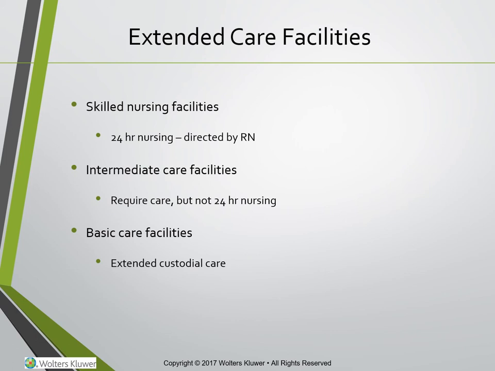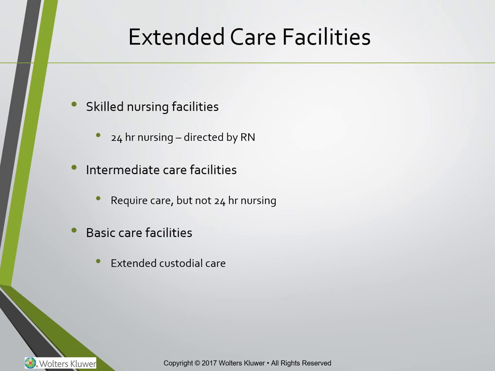Basic care facilities. A third type of nursing home is a basic care facility, an agency that provides extended custodial care. The emphasis is on providing shelter, food, and laundry services in a group setting. These clients assume much responsibility for their own activities of daily living, such as hygiene and dressing, preparing for sleep, and joining others for meals. Intermediate and basic care may be provided at a skilled nursing facility, but usually in separate wings.